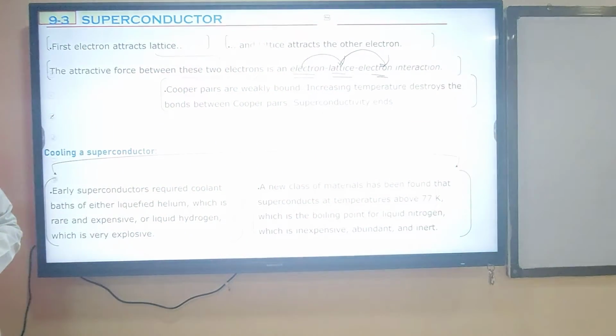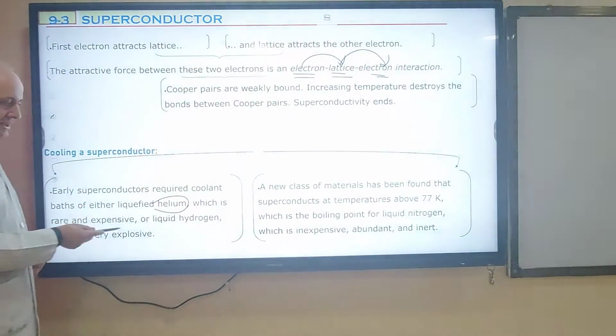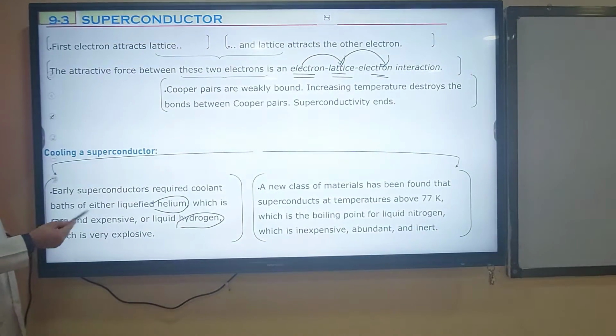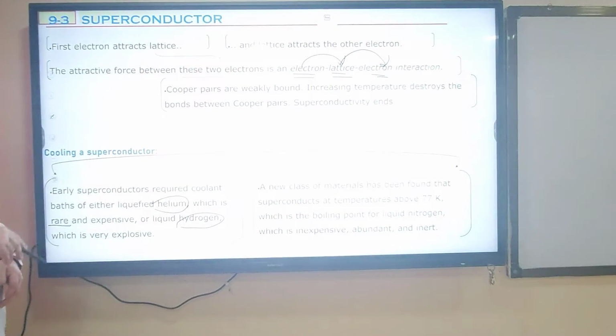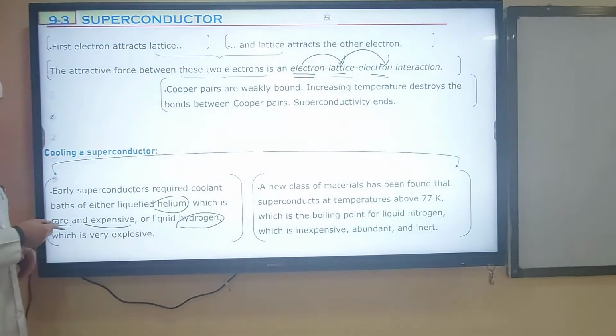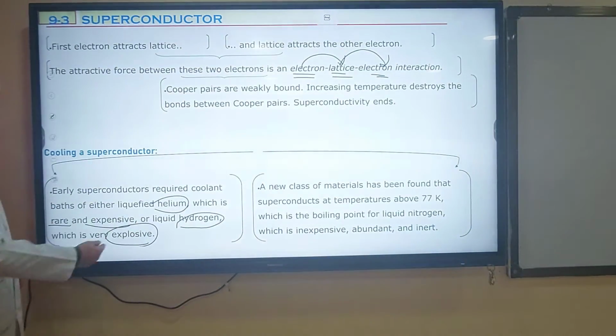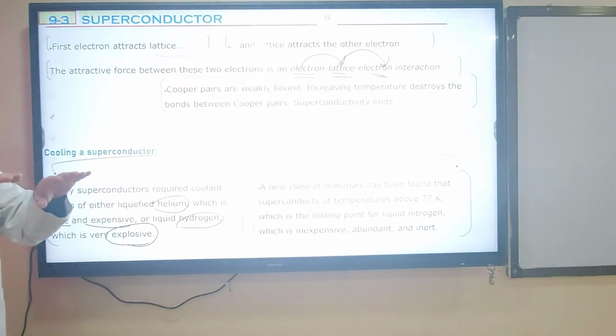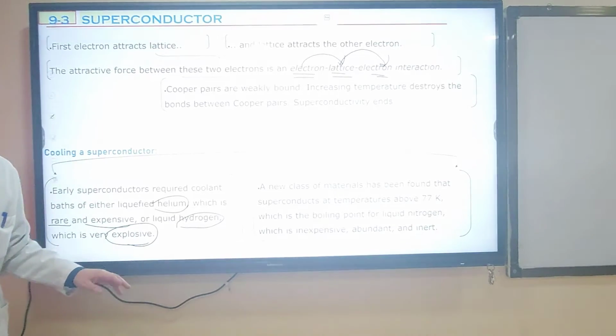In the beginning, two gases are used. One of them is helium, the other one is hydrogen. Helium is very rare. You know that helium was first discovered on the sun. It's not so easy to obtain, and also expensive. But hydrogen is explosive. They also cause superconductivity at very low temperatures, and you should cool down the substances to very low temperatures.